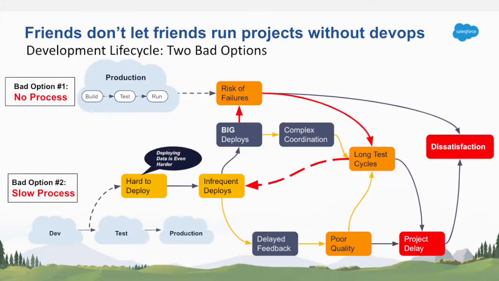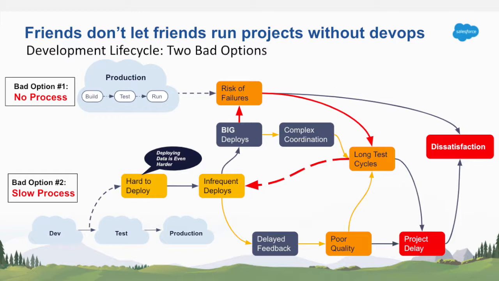Okay, let me just walk you through this terribly complex slide, but hopefully it won't be too bad. So you take those two options, right? No process, you just do everything in production. That's option one. Slow process, where you have your sandboxes and so forth. That's option two. Why is option one bad? Because there's a high risk of failures. You add one validation rule and all of a sudden nobody in the company can do their job. That's why you don't do it in production.